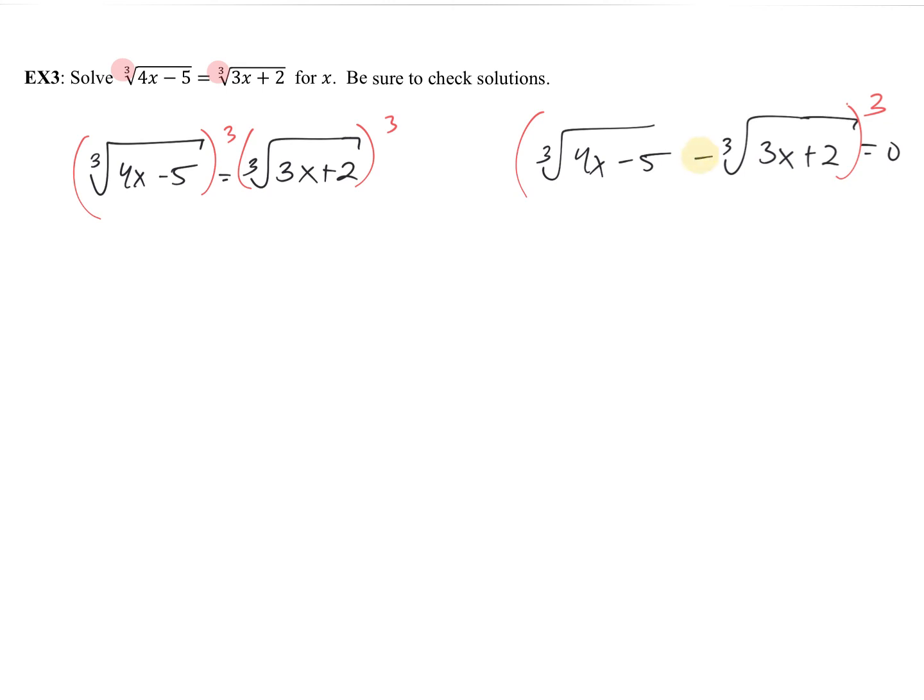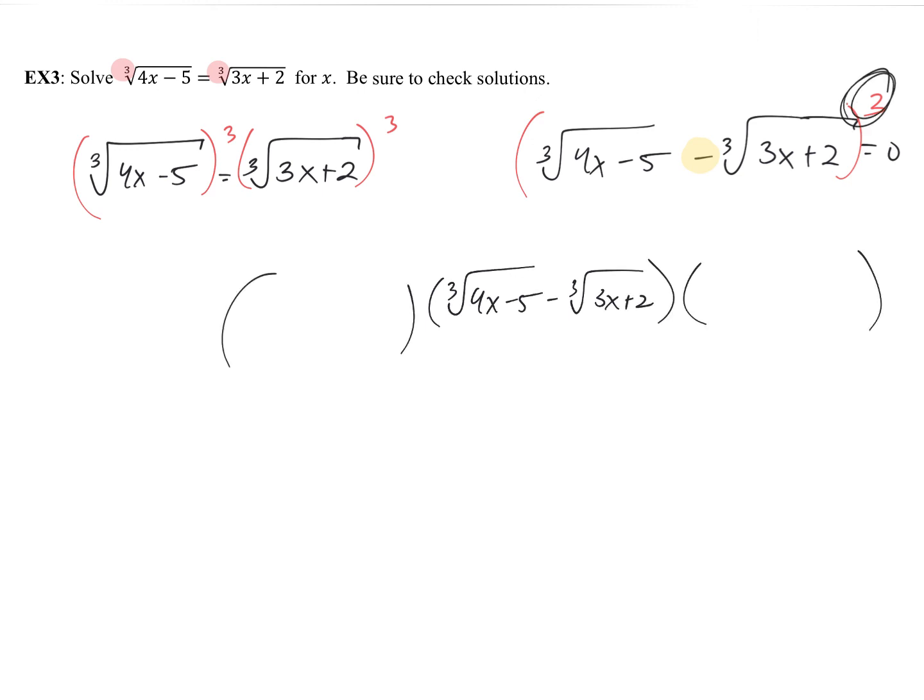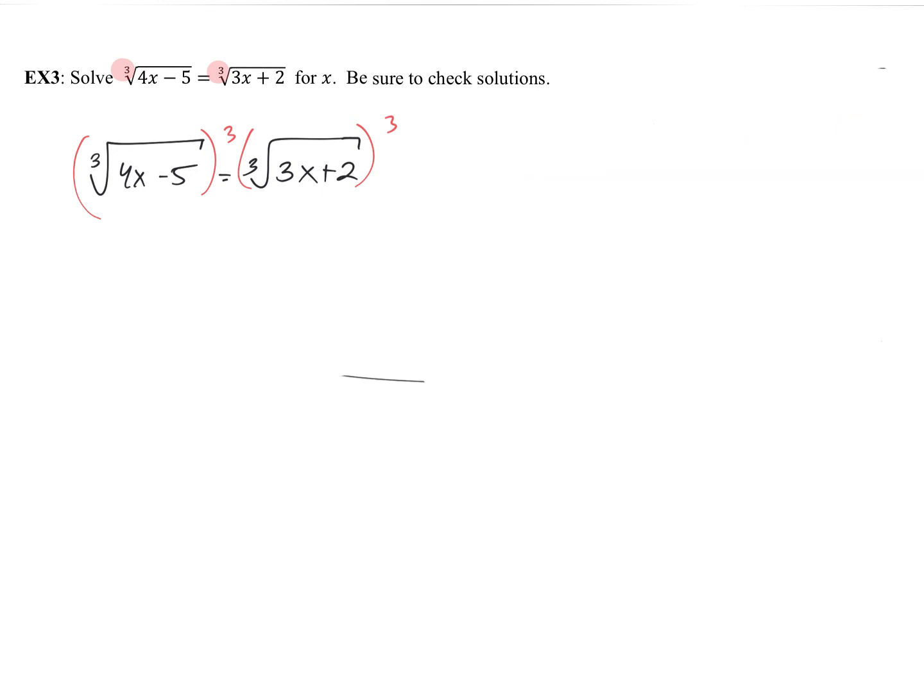So this means, if I was to try and multiply this out, I would need the cube root of 4x minus 5 minus the cube root of 3x plus 2 multiplied to itself how many times? 3. I would not want to multiply that out. That is why we're going to keep them each on one side of the equation. So much simpler to do that. I mean, if you want to try the other way, go ahead and try for it. I would be too scared to try that way.